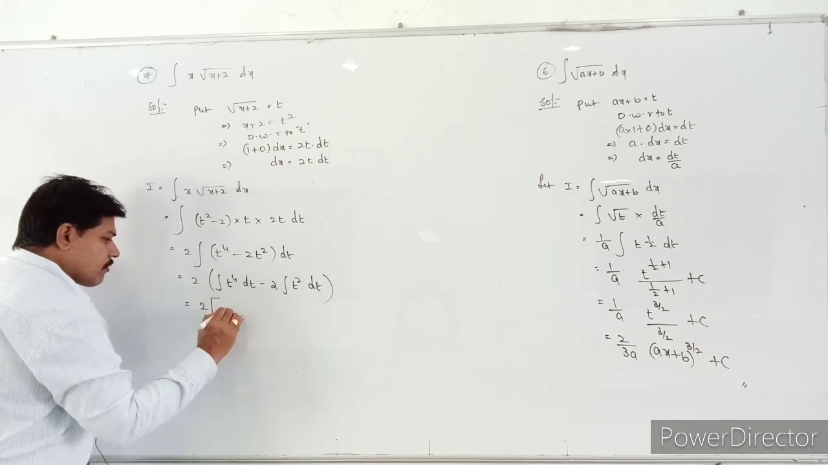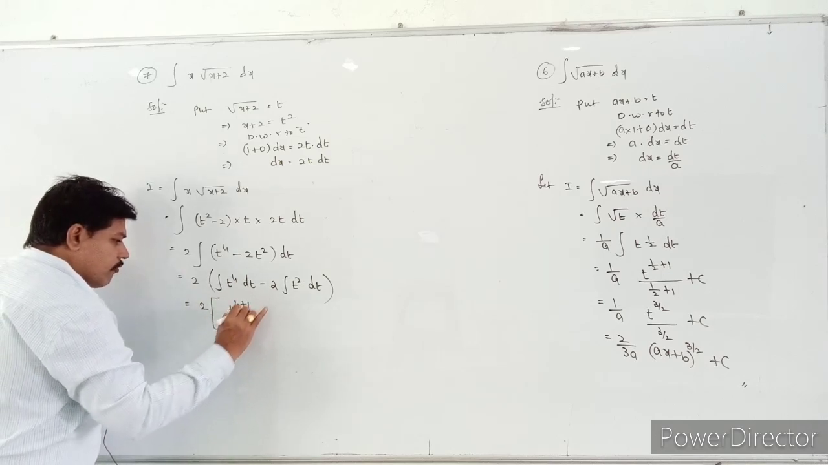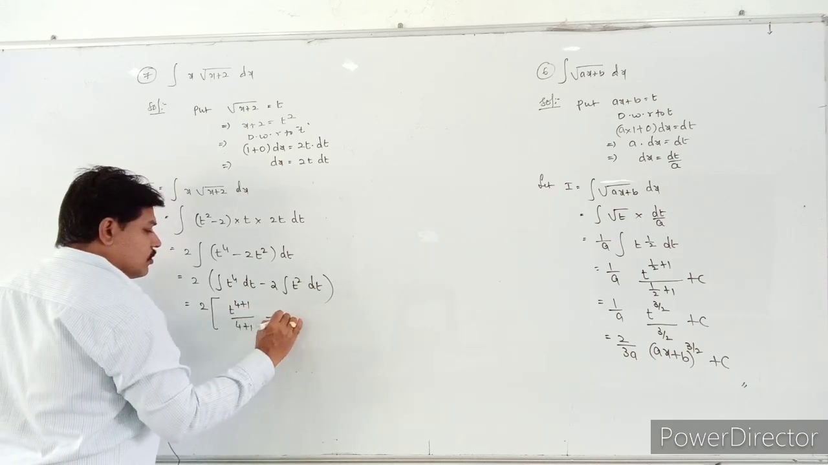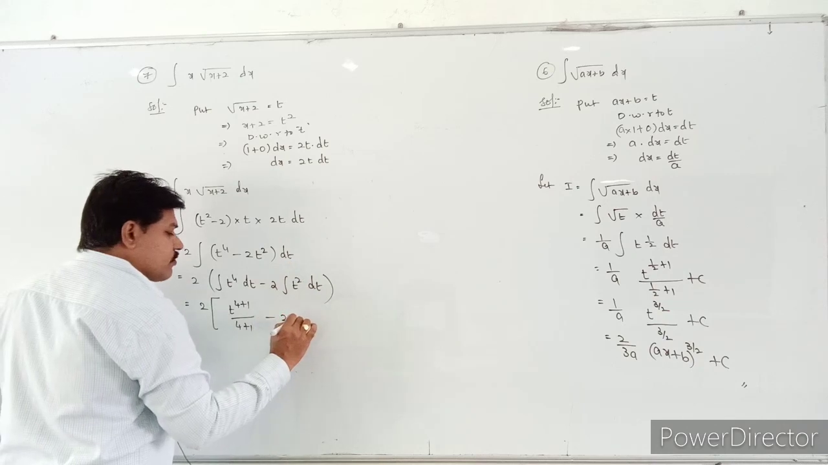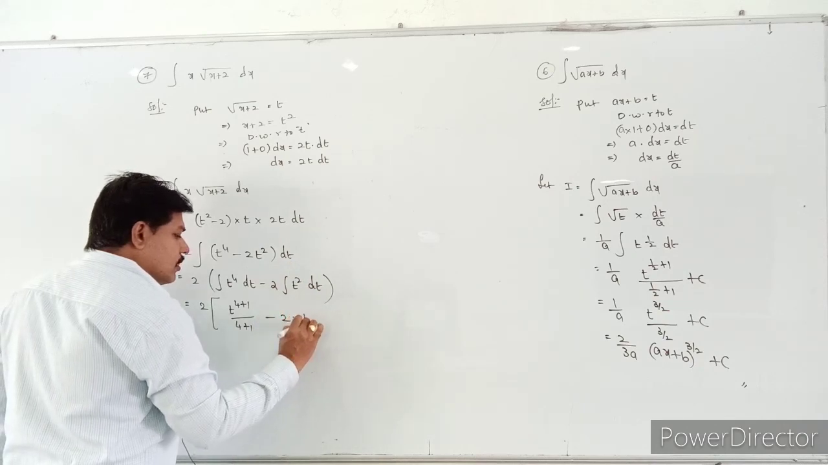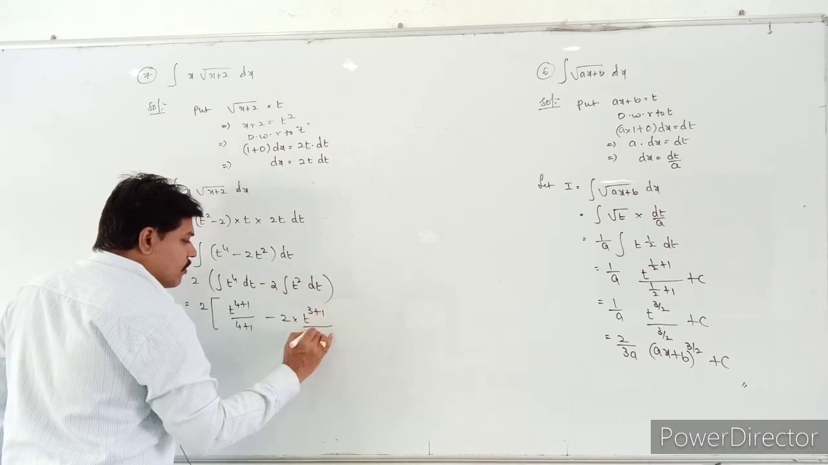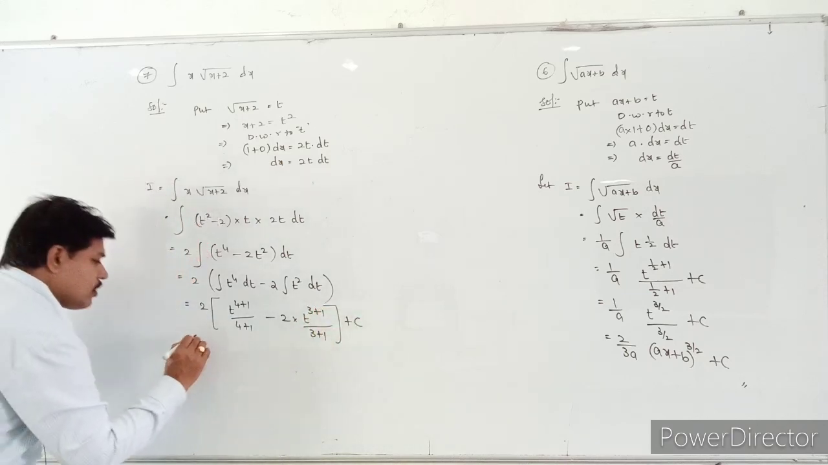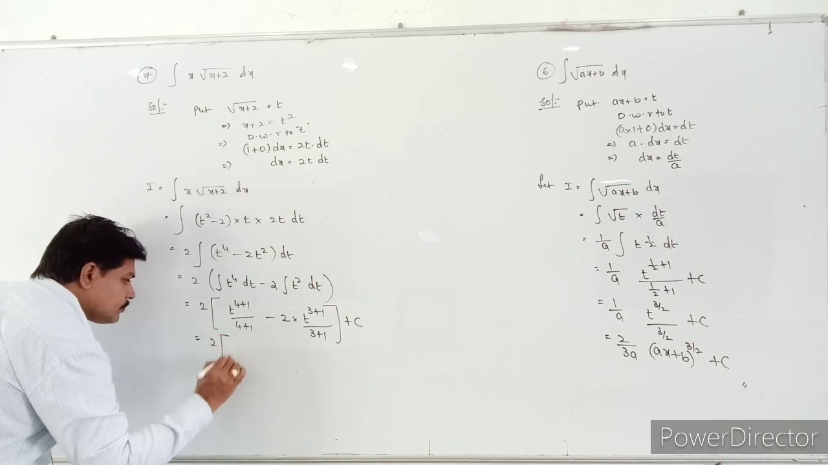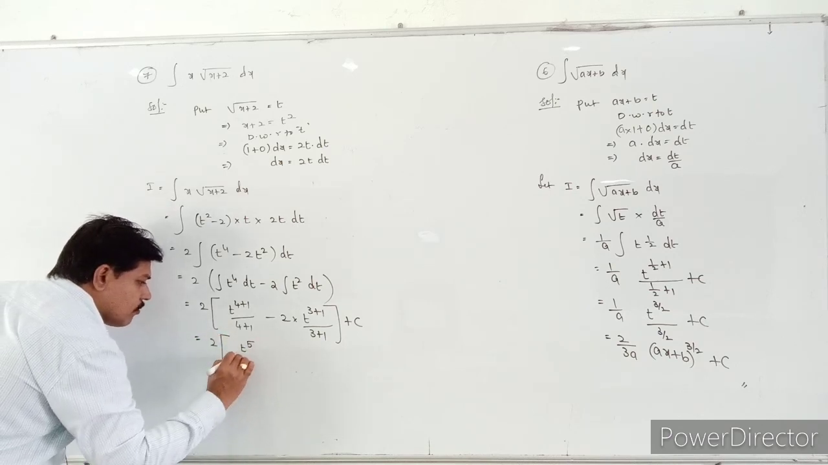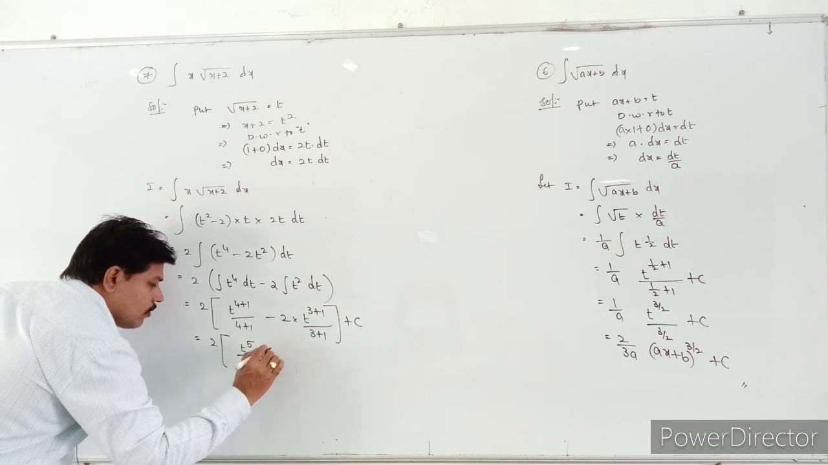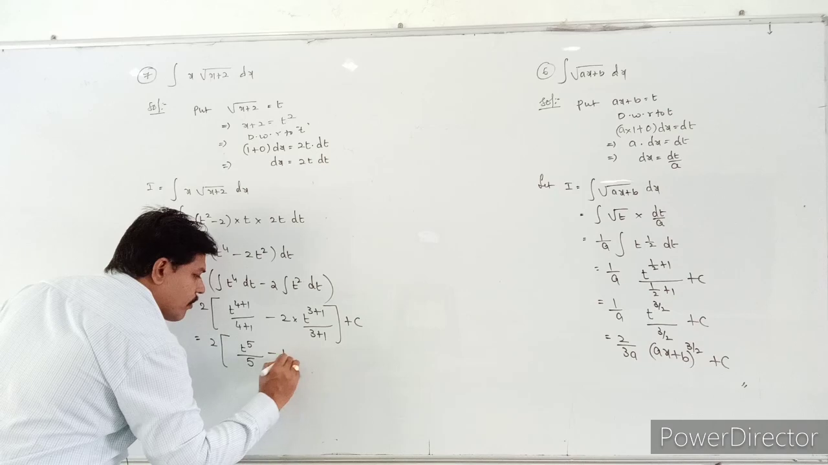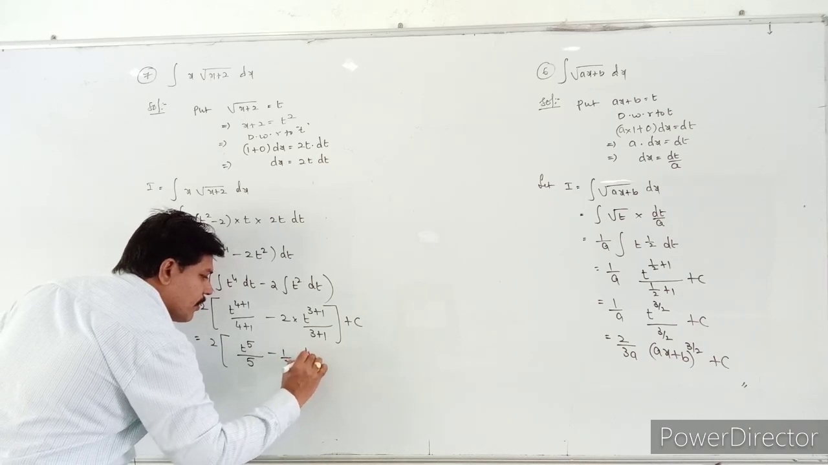What is the integral of t power 4? It is nothing but t power 4 plus 1 by 4 plus 1, minus 2 into the integration of t square, which is t power 2 plus 1 by 2 plus 1, plus c. So that is equal to 2 into t power 5 by 5 minus 2 by 4, which is nothing but 1 by 2 into t power 4.